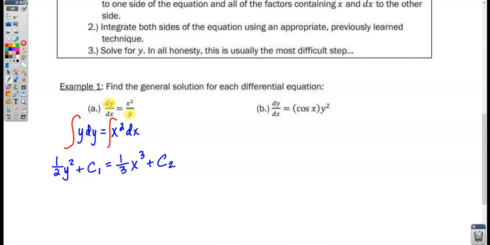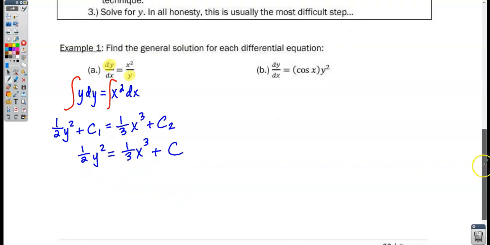But I'll tell you, before we go any further, this step that I just wrote down, I will never ever write this step again. We will always, in separation of variables, end up with a constant of integration on the left and a different constant of integration on the right, and I will always go directly to just combining those two constants of integration on the right-hand side of the equation. So I would jump directly to this step, 1/2 y squared equals 1/3 x cubed plus a constant. And now from here, my task is to solve for y.